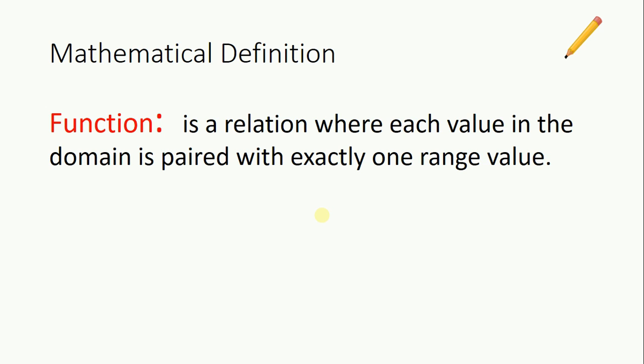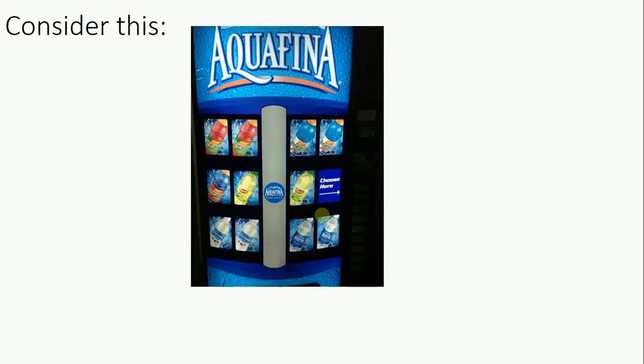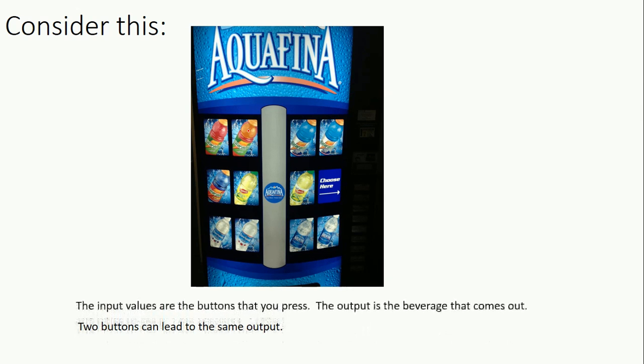Now, sometimes this gets confusing for students, so let's put it into a real-world context. Right here I have a pop machine, or an Aquafina water machine to be general. Now, two buttons can lead to the same output. Notice, guys, I have two red Gatorade buttons available for me to press, so both of them will pop out a red Gatorade. Now, the input values are the buttons I'm going to press. The output is the beverage that's going to come out.